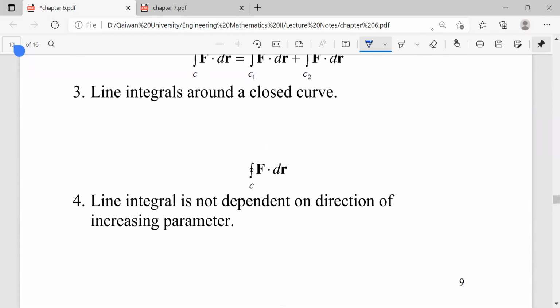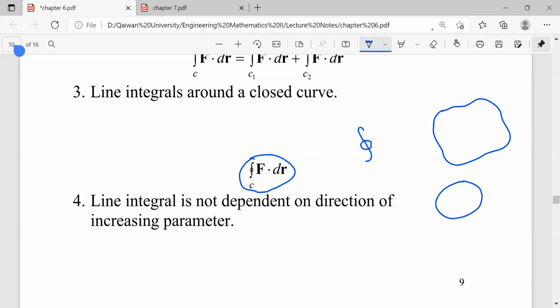The line integral around a closed curve is denoted by this integration symbol, an integral with a circle on it. It means we find the integration over a closed curve. A closed curve, for example, must be closed. We may have a circle.